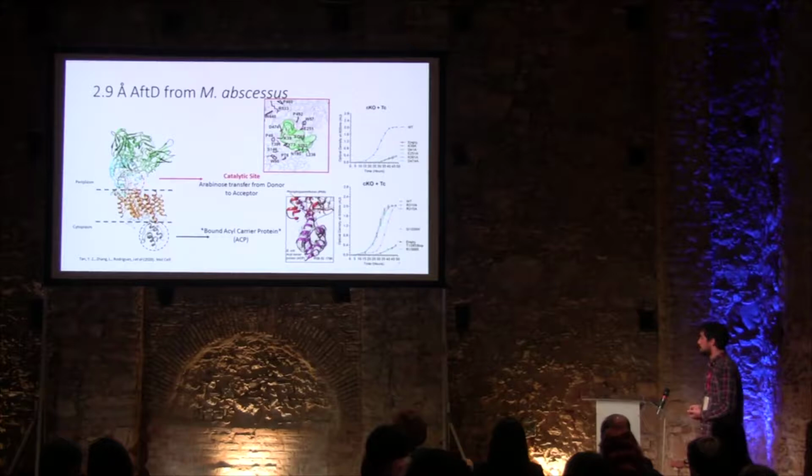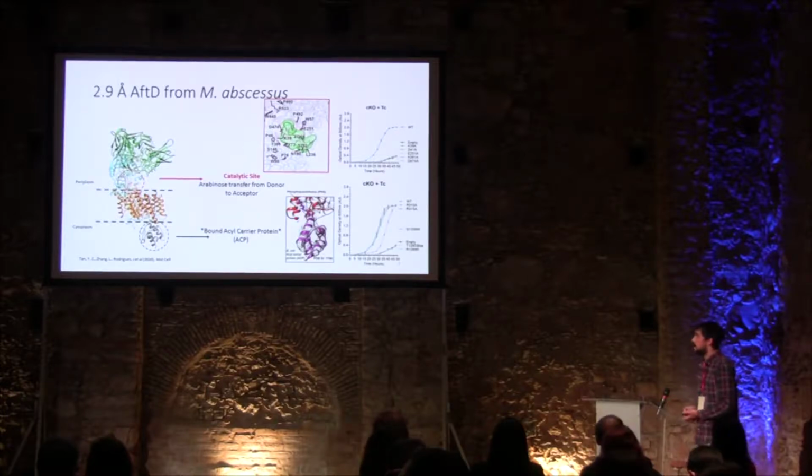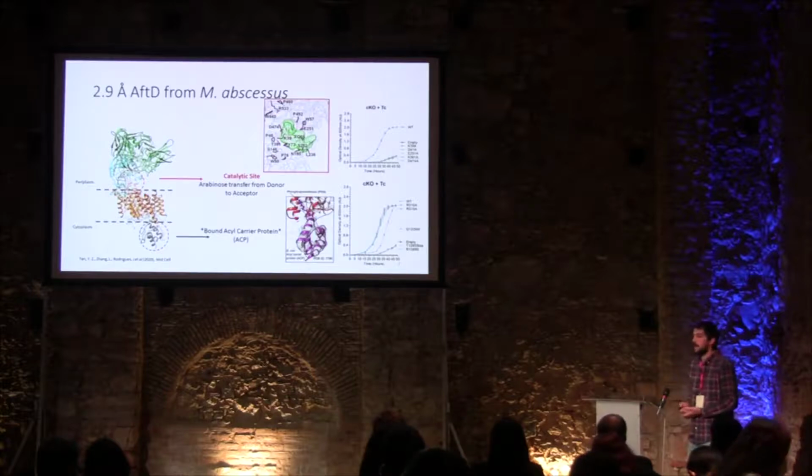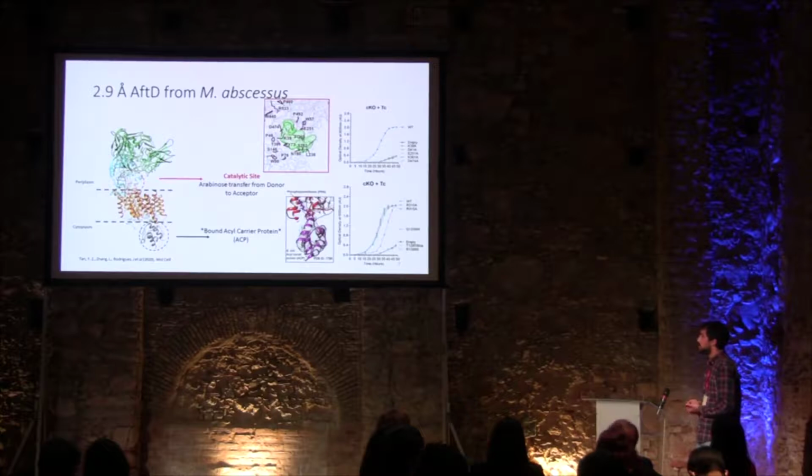As far as the bound acyl carrier protein, we found an extra density that is the phosphopantetheine arm, which was buried into these 4 helices of the transmembrane domain of AFTD. We couldn't find any cargo, any density that we could associate to the ACP carrying something. And we wanted to study this interaction.